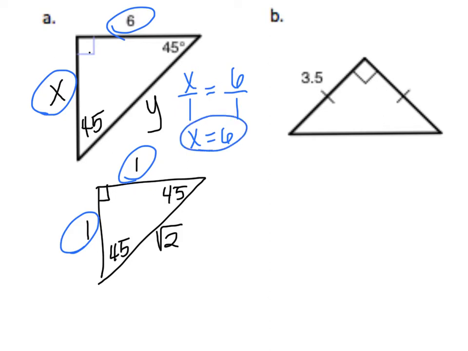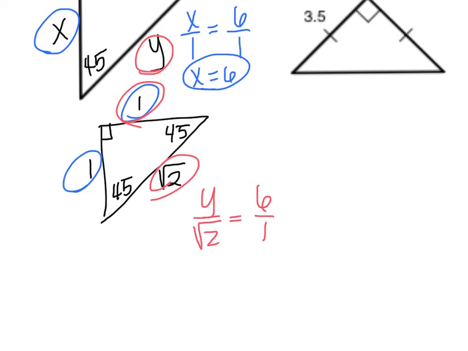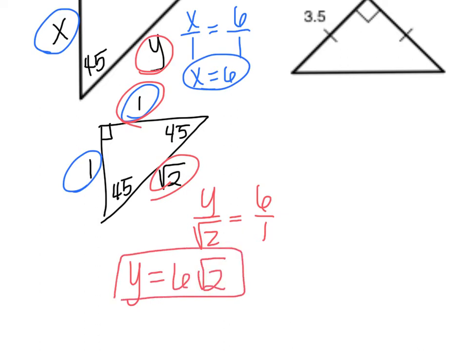And then for the y, I'm just going to do the same thing. I have y, I'm going to use 6 again, and then that means I have root 2 and 1. So I have y over root 2 equals 6 over 1. So I'm going to go ahead and cross multiply here. 1 times y is just y, and then 6 times root 2, remember, is just 6 root 2. So there's that missing side.